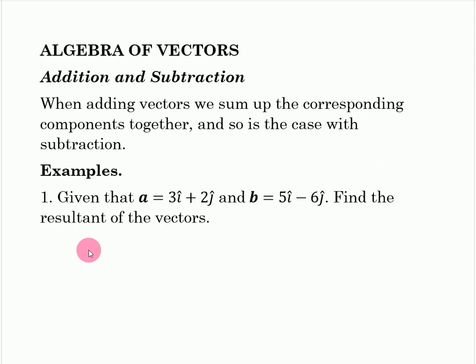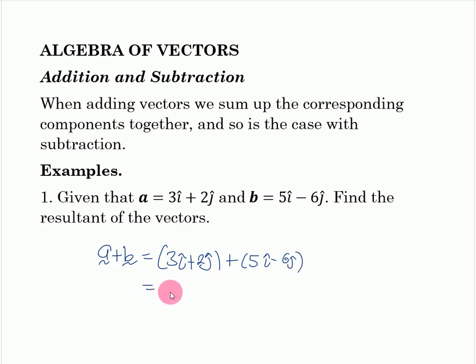Now what you need to know is that the resultant of vectors can be got by the vector sum of the two vectors. The result you get by adding two vectors is actually a resultant vector. So what you are supposed to do is to get a plus b, which is equal to 3i plus 2j, then we add on b, which is 5i minus 6j.